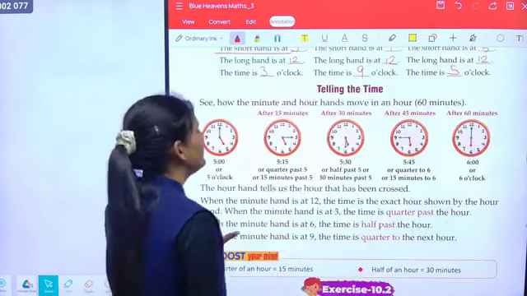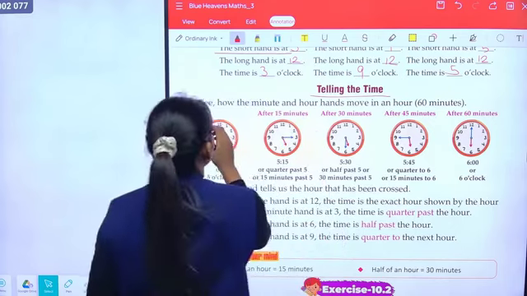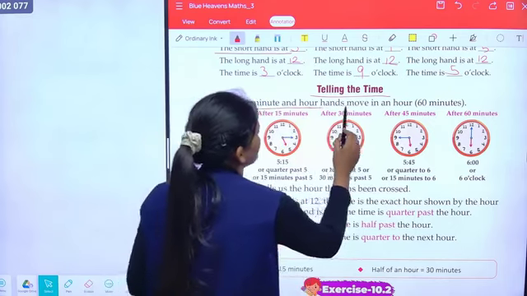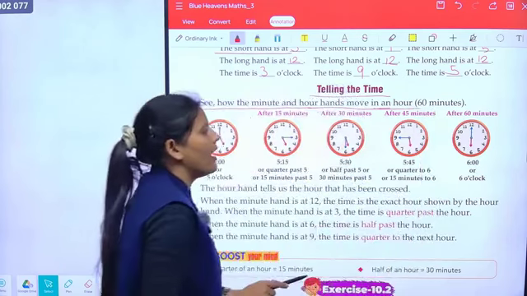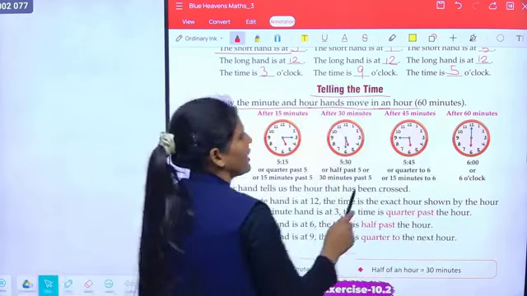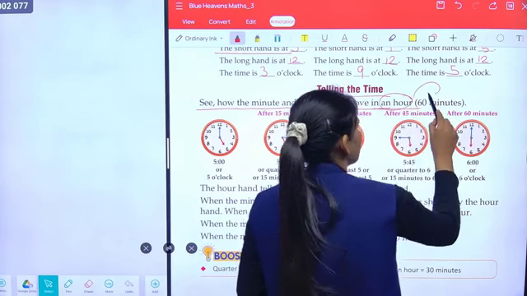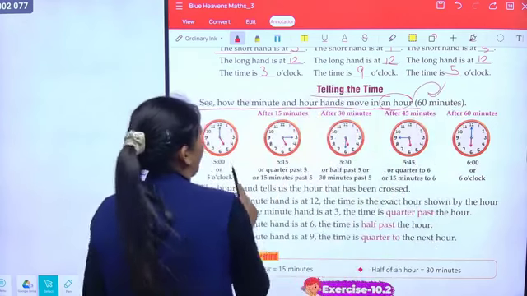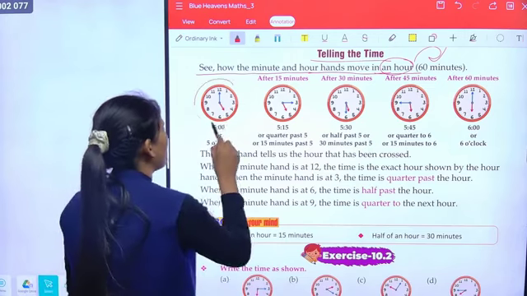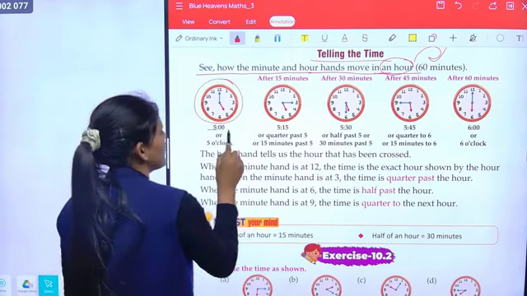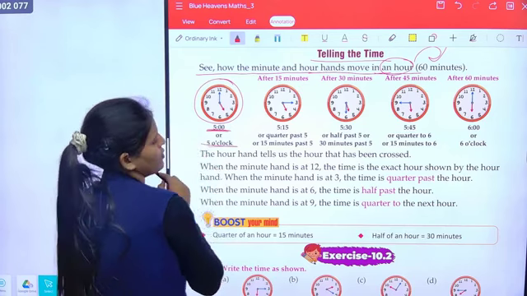Understood? Telling the time. See how the minute and hour hands move. In an hour, 60 minutes. एक घंटे में कितने मिनट्स होती हैं? 60 मिनट्स होती हैं. ओके. नाउ 5 o'clock. इस घड़ी में क्या हो रहा है? 5 o'clock. हम इसको ऐसे भी लिख सकते हैं, लाइक दिस वी कैन राइट ऑल्सो.